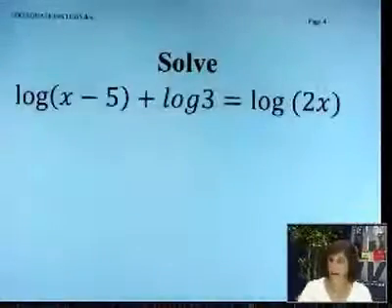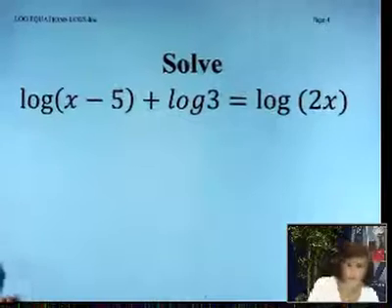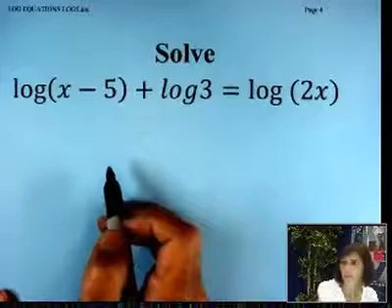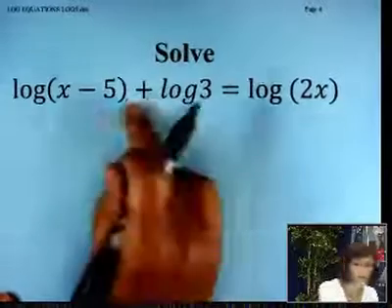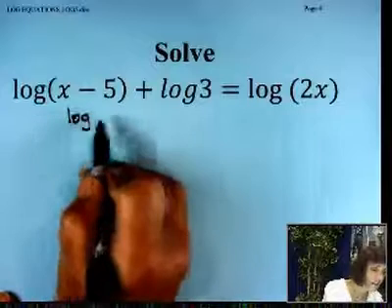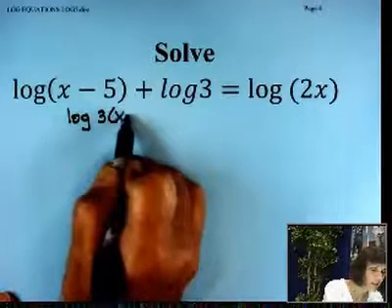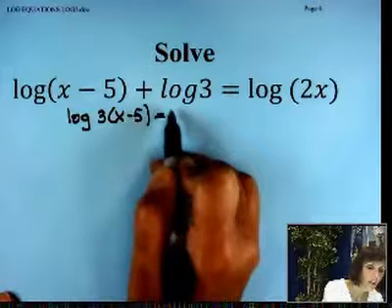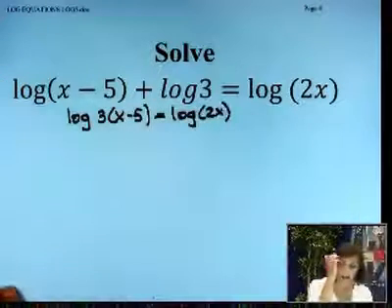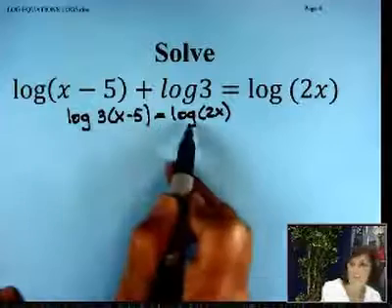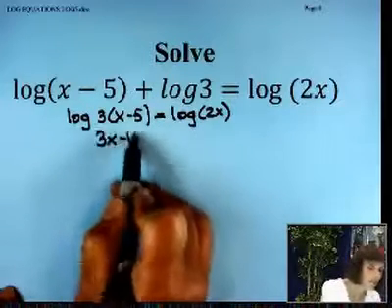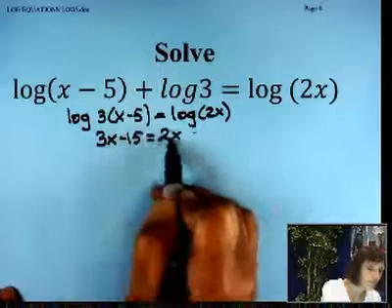Okay. Let's do something a little bit more complex. Let's use the properties of logarithms. So when you have a plus, that means you can add. So this means log of (3x minus 15) equals log of 2x. Alright, since the logs match, I will match the insides. 3x minus 15 equals 2x.